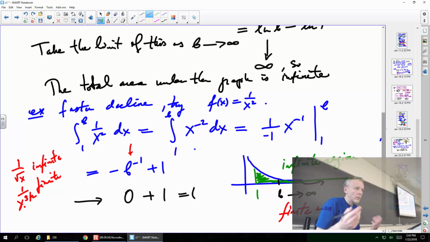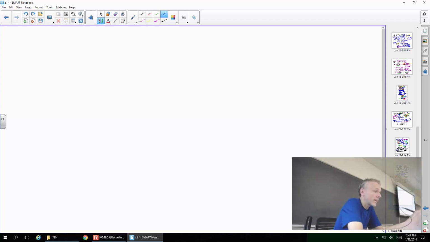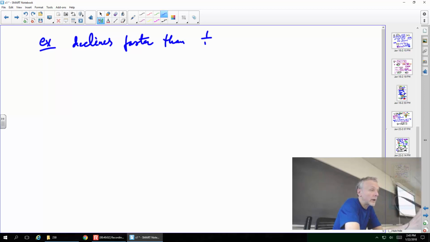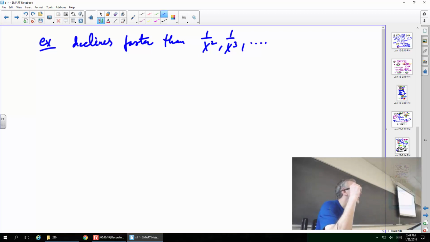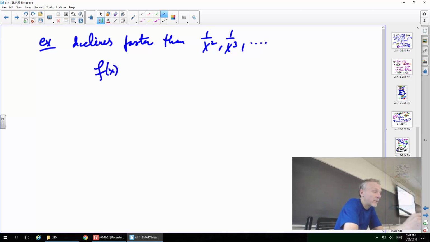Okay, so before we look at more complex examples, what is the function that declines faster than all of these? 1 over x squared, 1 over x cubed, 1 over x fourth. Keep going. Is there anything declining faster than those? So it declines faster than 1 over x squared, 1 over x cubed. There, no such thing, no. The exponential function, yeah. So f of x is e to the negative x.